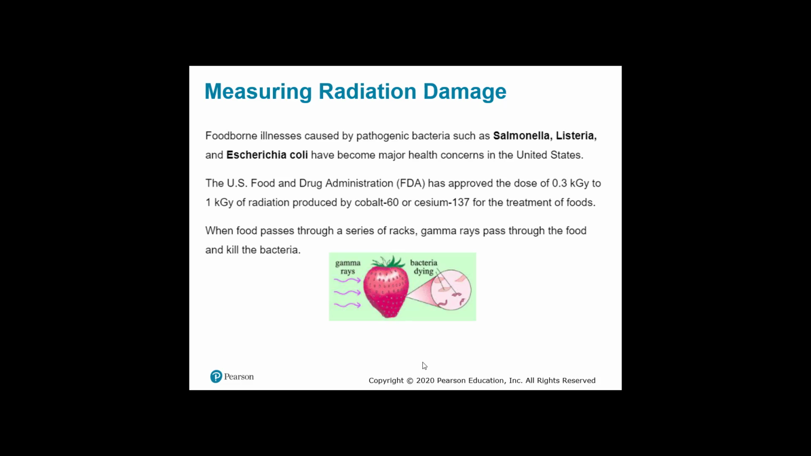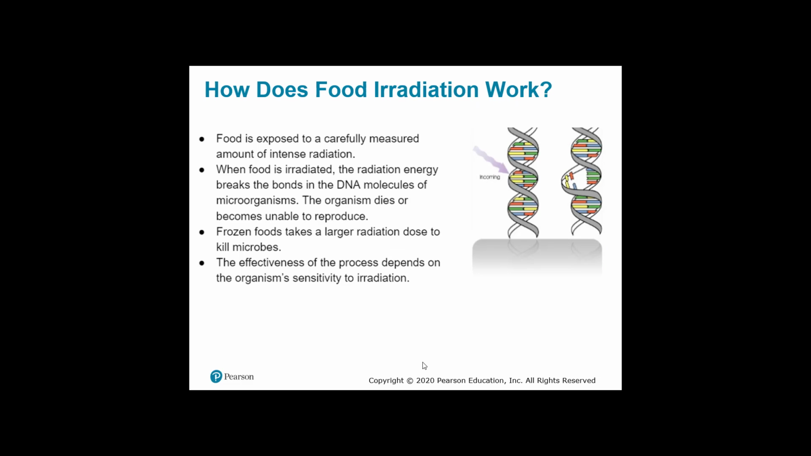So the FDA has approved a dose of radiation, which some people might actually be surprised about. And it's within a certain range that they found is safe. What does it do? Well, it treats the food. So when the food passes through a series of these racks, the gamma rays that are exposed to them kill the bacteria that's on this fruit.